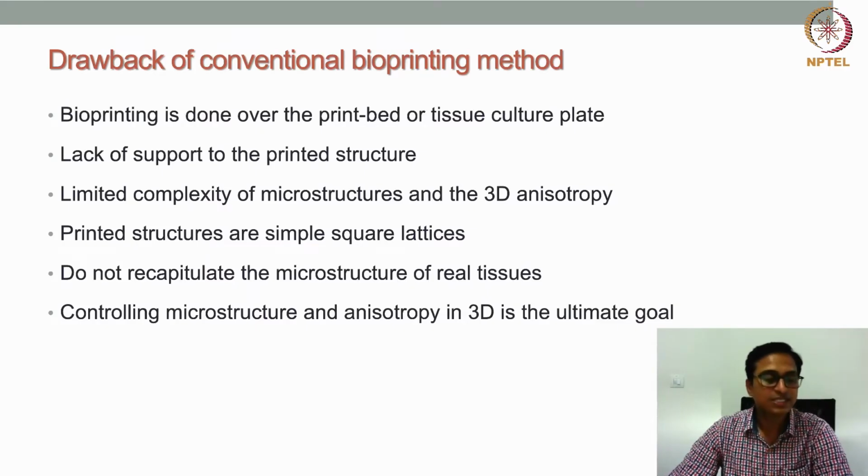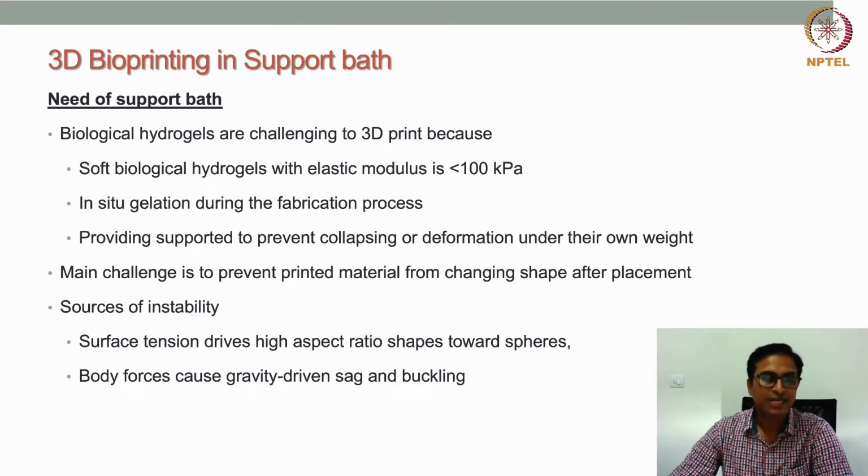So that's why this development started around 2011, when the first research paper came out on this process, where somebody 3D printed a structure in a support bath. That means the bioprinted structure is embedded within the support bath. Now we see why we need a support bath. As I discussed in the last slide, the support is very much required to print a complex geometry.